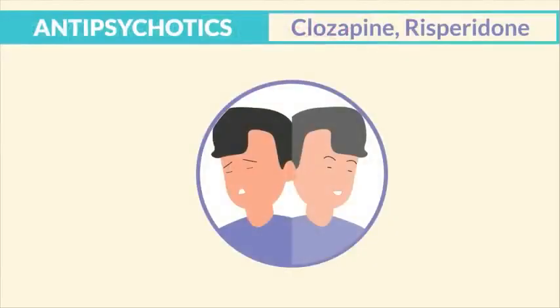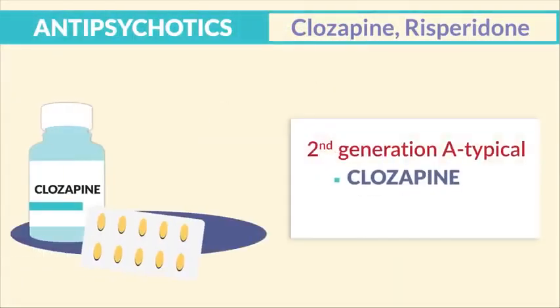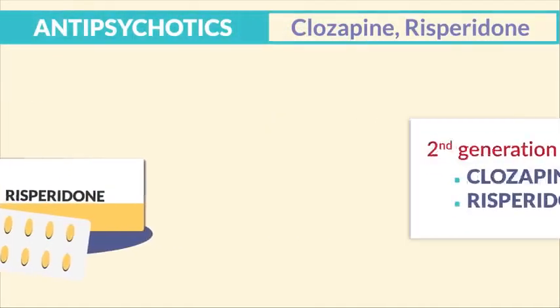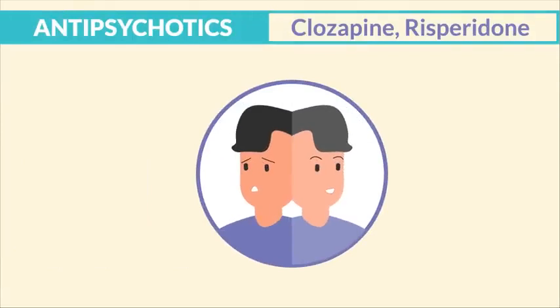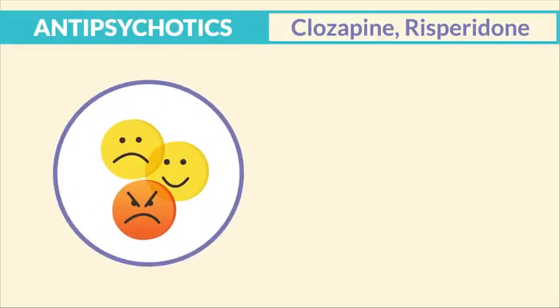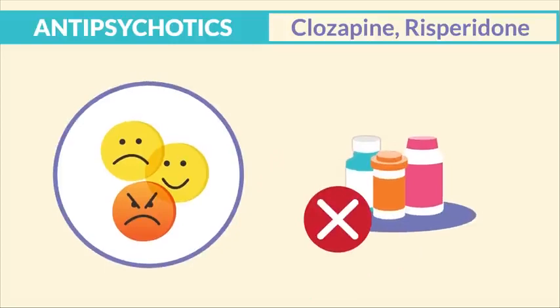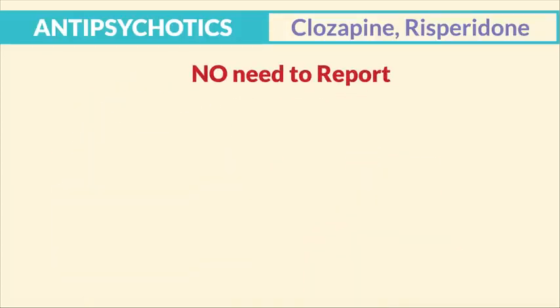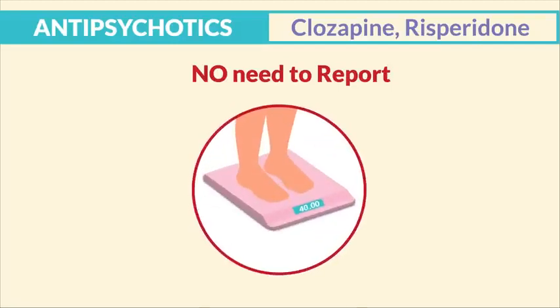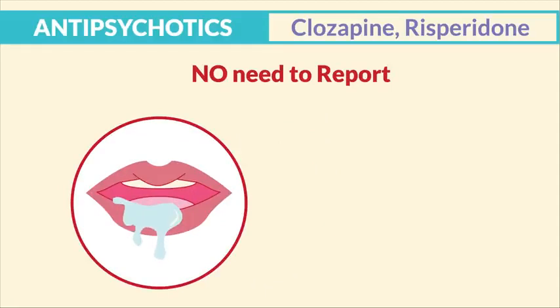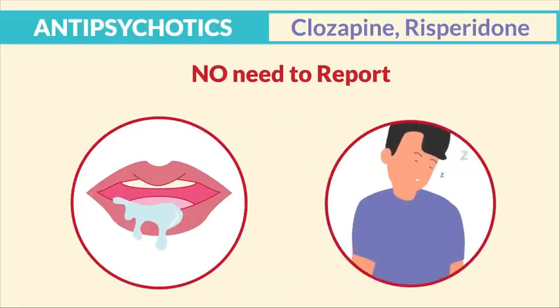Now let's cover the second generation atypical antipsychotics. We have clozapine and risperidone. Now again, the indication is for schizophrenia and schizoaffective disorders, specifically in clients that have not responded to other antipsychotics. Now some common side effects which have no need to report. We have weight gain, so we teach clients about weight management, and also hypersalivation, or basically drooling. And a big one here is sedation, but it usually improves with increased tolerance.